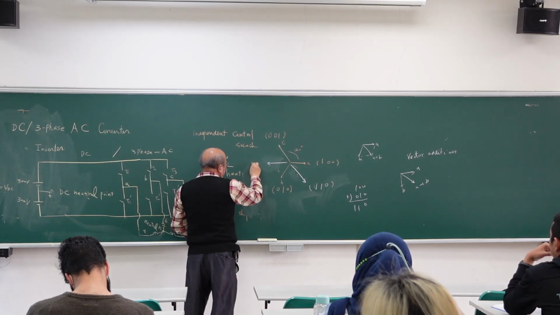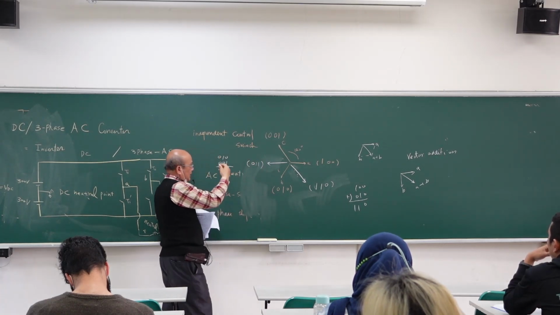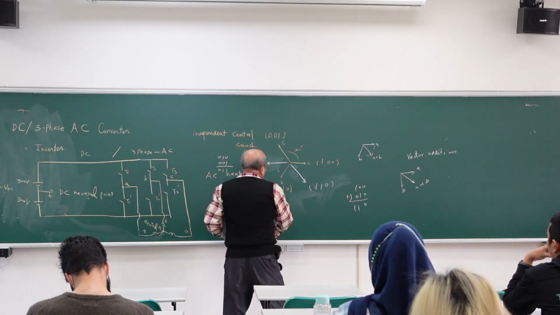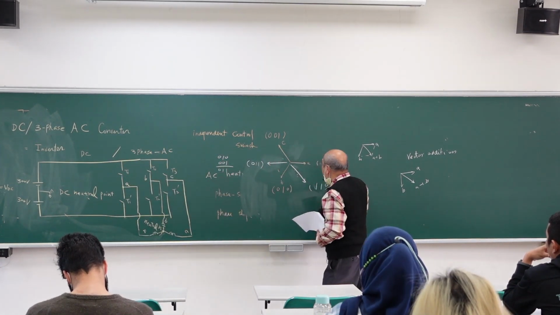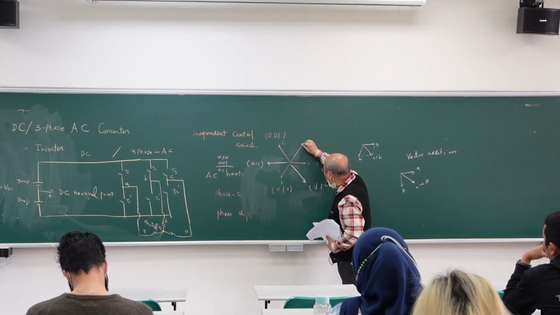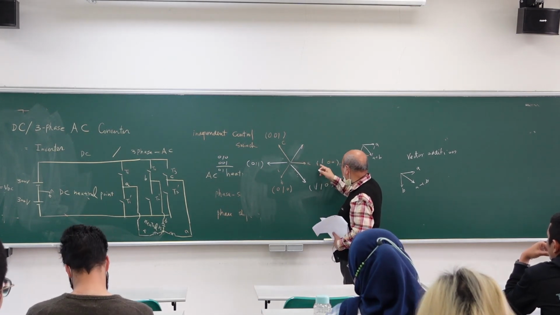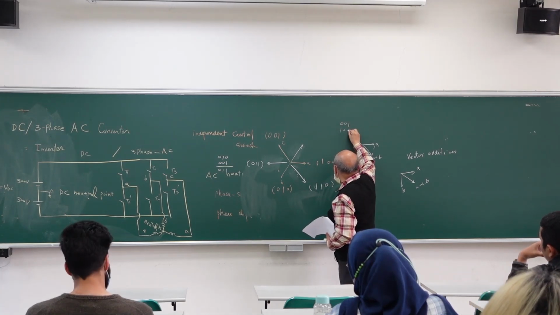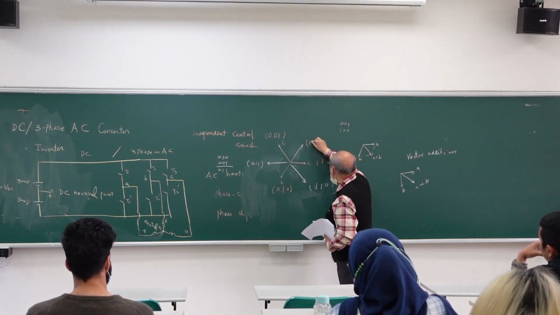So 0, 1, 1. So I can create another vector, no problem. So if I have C, I have A, I want to create this vector. Then this is 0, 0, 1, 1, 0, 0. This is 1, 0, 1.